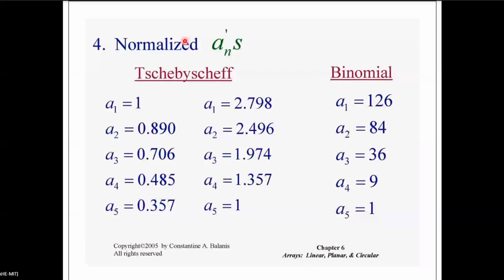Is it okay? 49.48 plus 50.48 cos 2u. Normalizing, you divide by 50.48. So the normalized array factor is 0.98 plus cos 2u. Okay, have you got it?